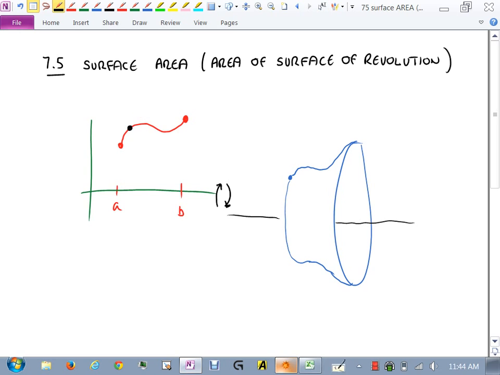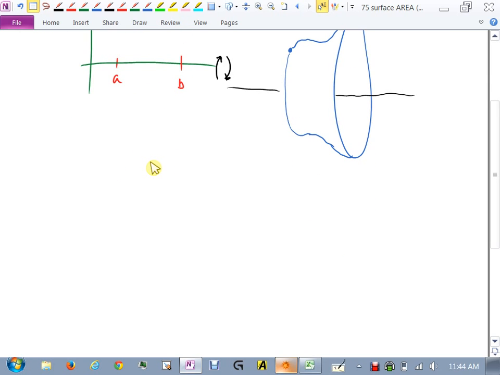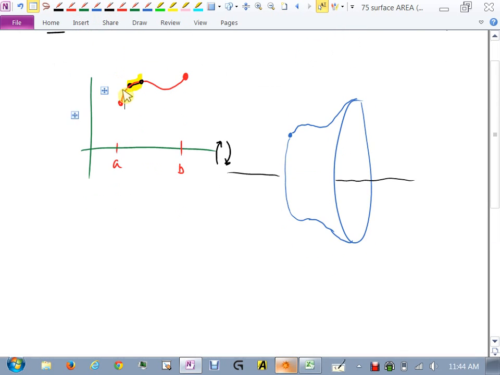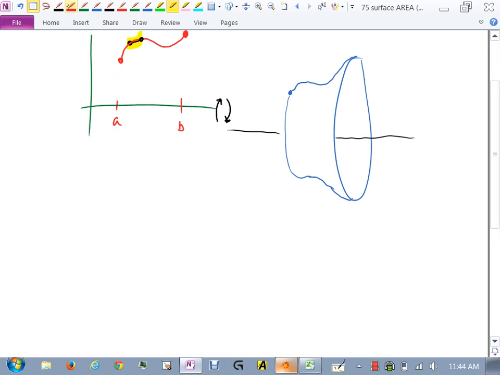So how about taking just this little infinitesimal arc and rotating it around? And what would that create? So let me draw that down here. If I rotate that little infinitesimal arc around, I create this.